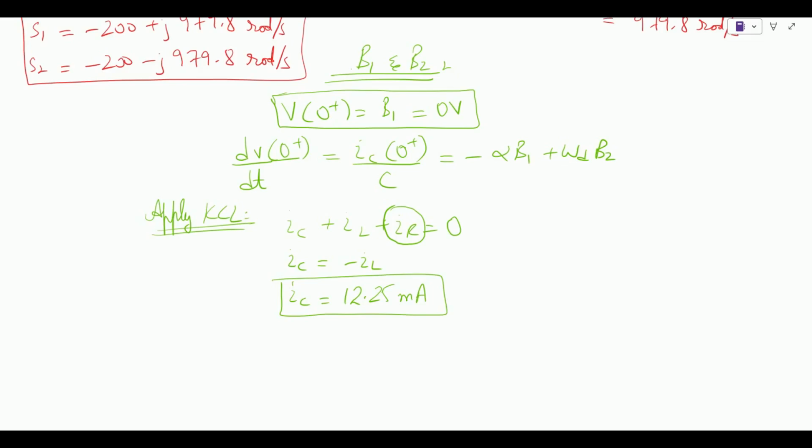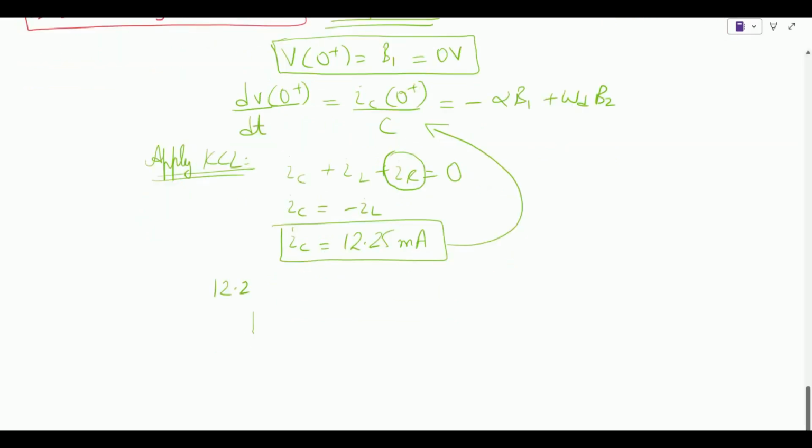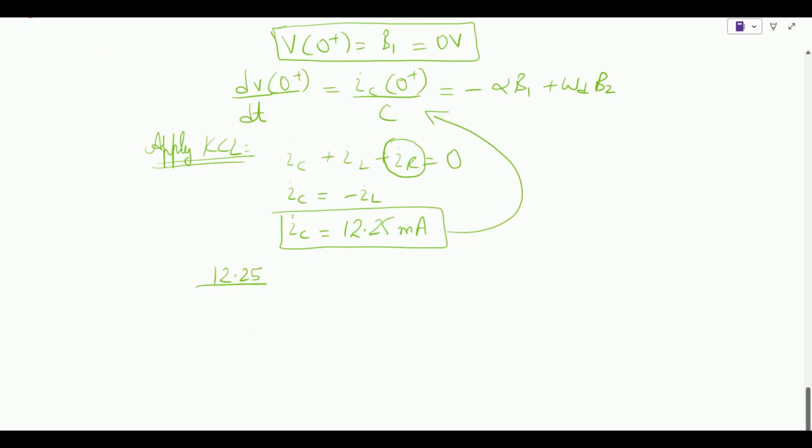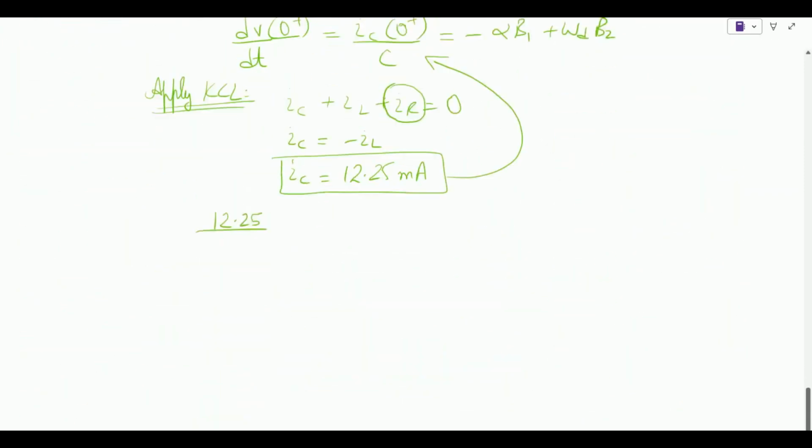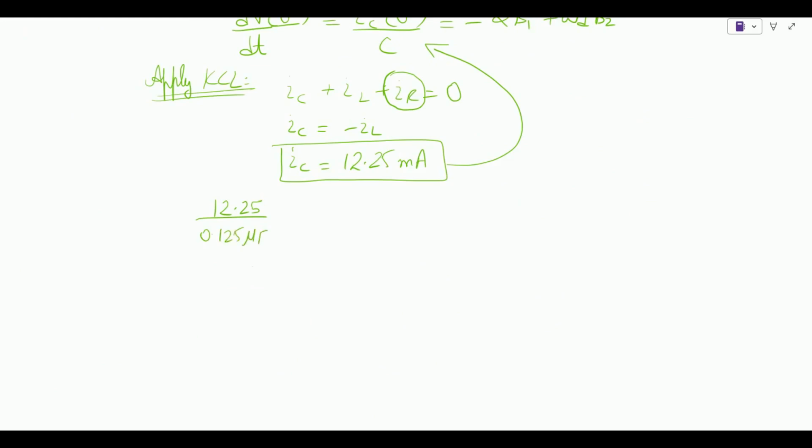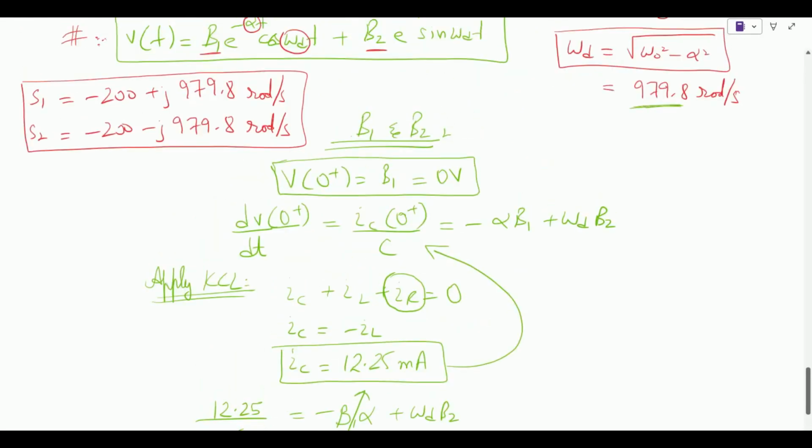Once we know this, we can incorporate it back into our circuit to find B2. So we will have 12.25 milliamps divided by the capacitance provided, 0.125 microfarad, equal to minus B1 into alpha plus omega d B2. We already have B1, so this comes out to be 98,000 equals minus B1, which is almost 0, so we are left with omega d times B2. Thus B2 comes out to be 100 volts, because the value of omega d is 979.8 radians per second.